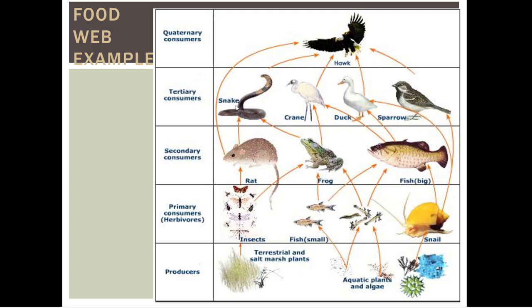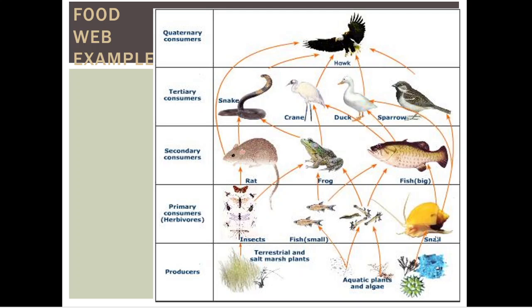And so a snake will eat the mouse, but also our quaternary, our fourth level, our hawks up here, will also eat the rat. And notice that's why the arrow goes all the way up here. And then the snake will eat it. The snake will also eat the frog. The crane will eat a frog. Okay, the duck will eat the big fish as well as the crane.